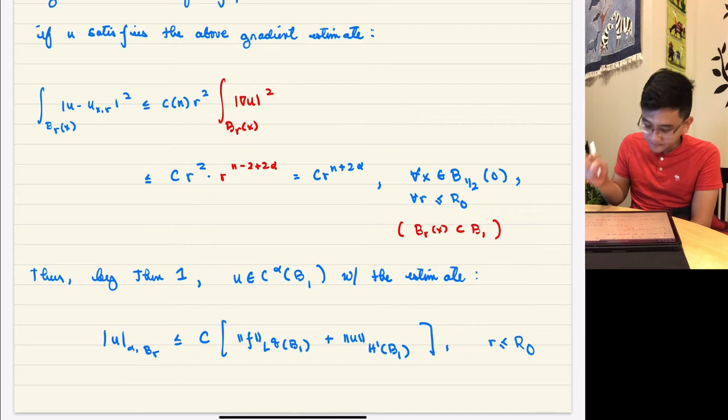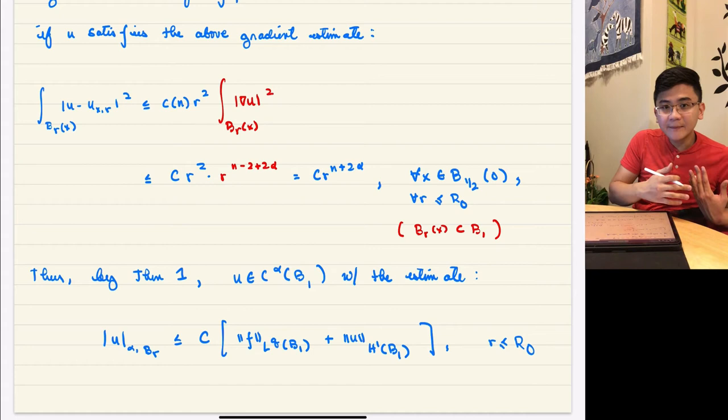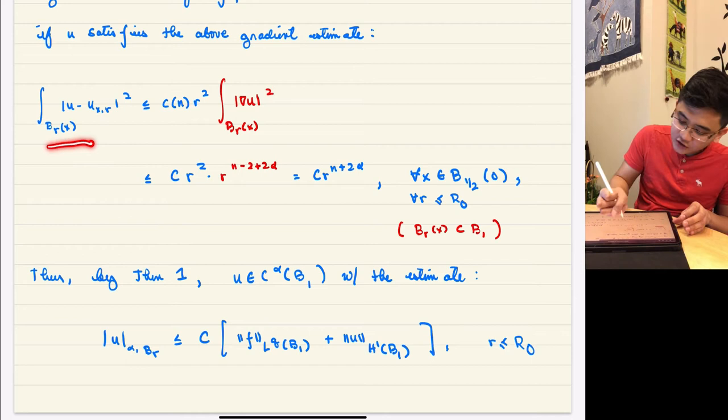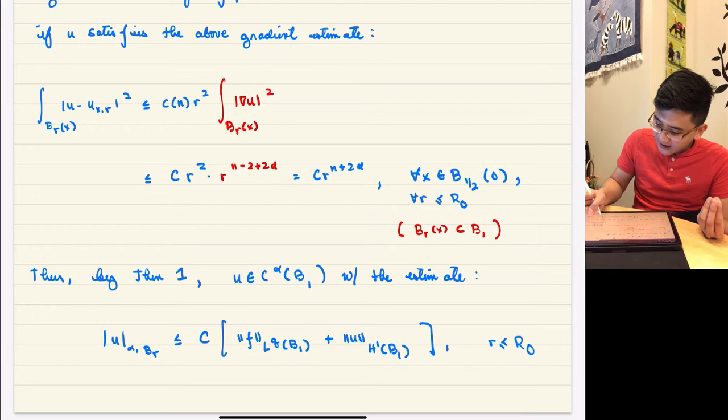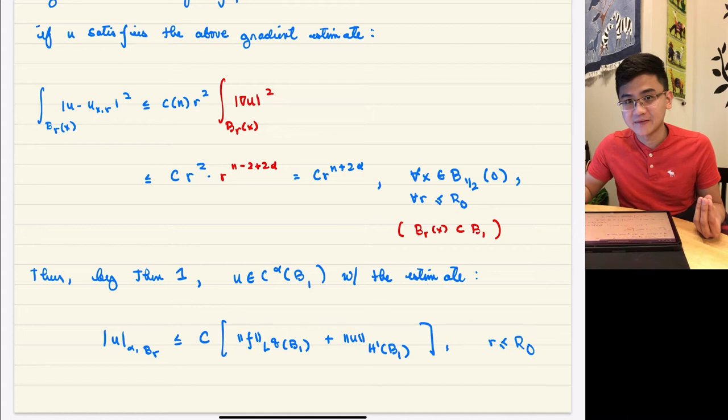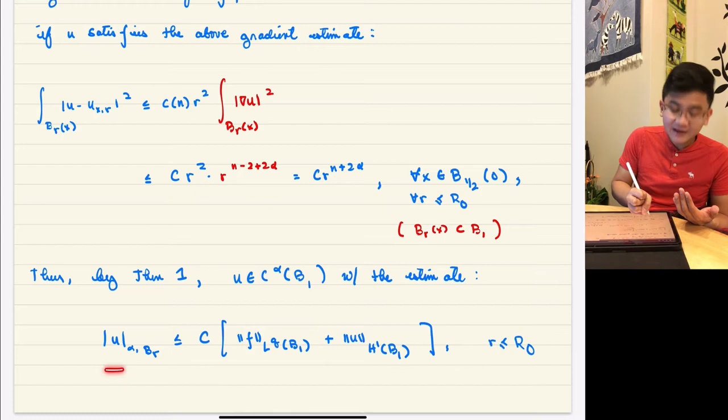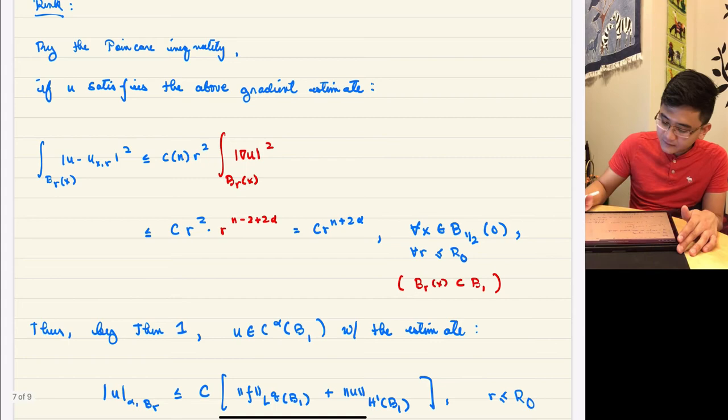Okay. So recap, the gradient estimate of the theorem together with the Poincaré inequality gives us this growth condition on the integral. And by the result that we have previously, we conclude that U is Hölder continuous and that we have this quantitative estimate, meaning to say we have this control on the Hölder norm. Okay. So that is what the theorem is saying.